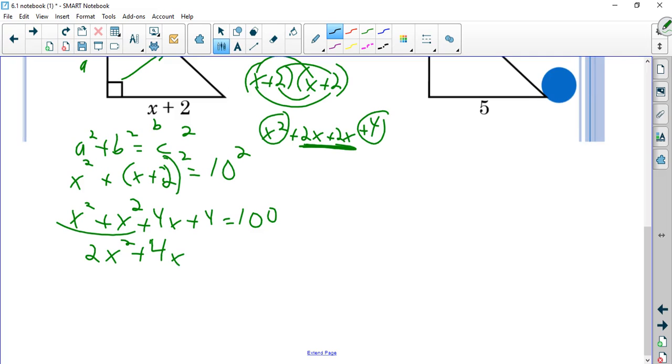And then 4 minus 100 is negative 96. Now I could factor this right now, which you did in Algebra 1, but I'm going to factor a 2 out. Always take the GCF out when possible. It gives you smaller numbers to deal with.